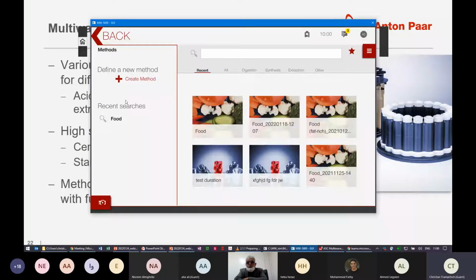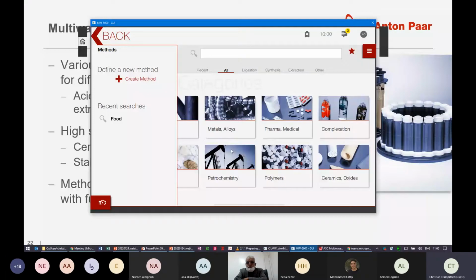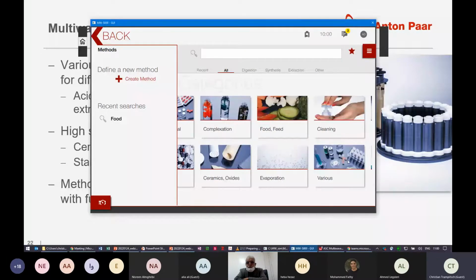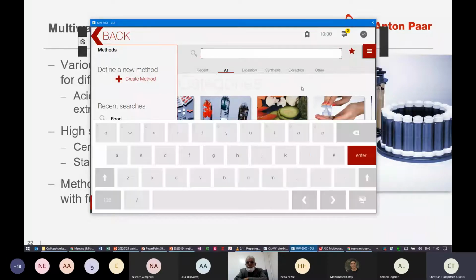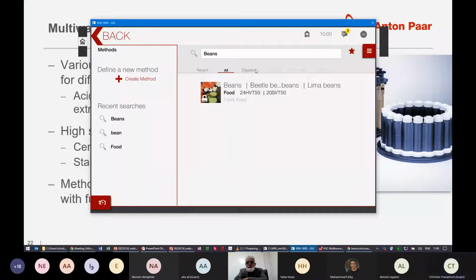When we have a look at the method library, we see that we have certain categories. We have methods for carbon-containing samples, for metals, for petrochemical samples. There also will be something for food, but we don't have to browse the library. We just have a full text search. So for example, if we want to digest something like beans, we just enter beans and we find that we have methods for various kinds of beans. So we just tap the beans. We have a method here. Of course, one method can cover different types of beans.